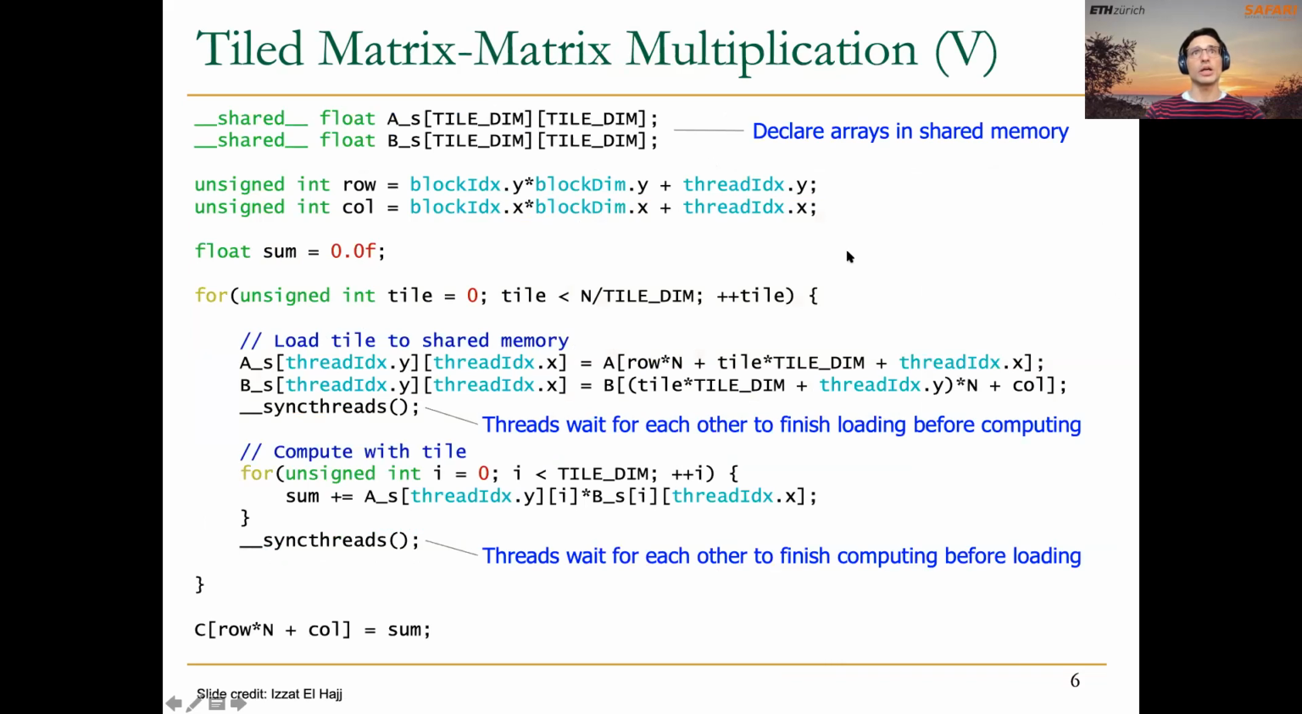And here you can see the CUDA code for this tile matrix multiplication, where the first thing that we do is declaring the arrays in shared memory. Here we use these two variables, row and column, to identify the row and column of the element of the output matrix that is assigned to each thread inside our GPU. And then in this for loop, we go several times in order to load all the tiles of the input matrices A and B into the shared memory, and then perform the computation.